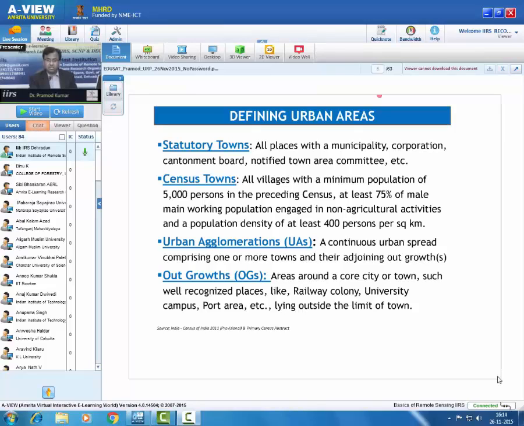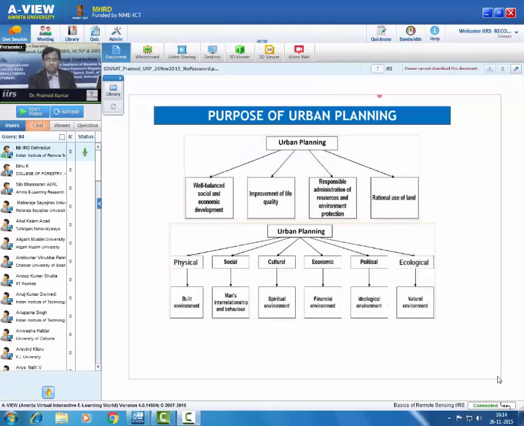There are two more definitions here: the urban agglomerations, which constitute an urban spill comprising one or more towns and the adjoining outgrowth. For example, beyond the Mumbai urban area, there are some urban agglomerations. Similarly, outgrowths are the areas around a core city or town, well recognized, for example, railway colony, university campus, port area, which lie outside the limit of the town.